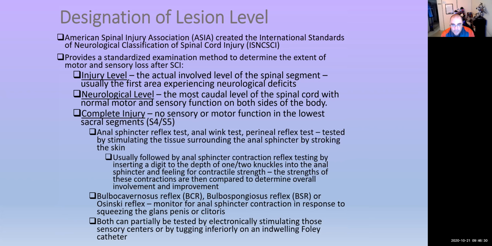It is going to be followed by an anal sphincter contraction test by inserting a digit to the depth of 1 to 2 knuckles into the anal sphincter and feeling for contractile strength. The strength of the contractions are there compared to baseline to see if there's any improvement.